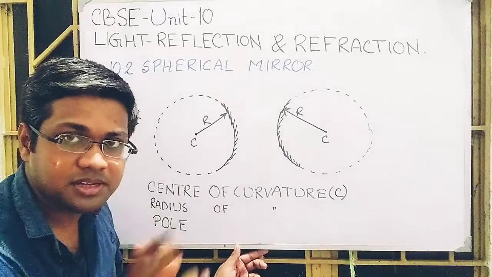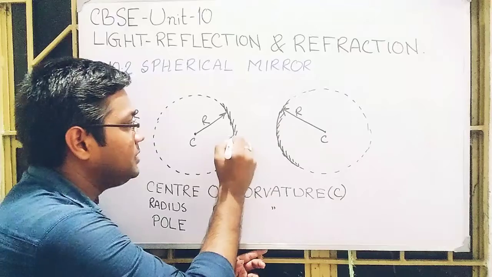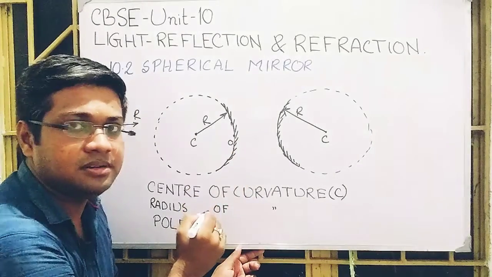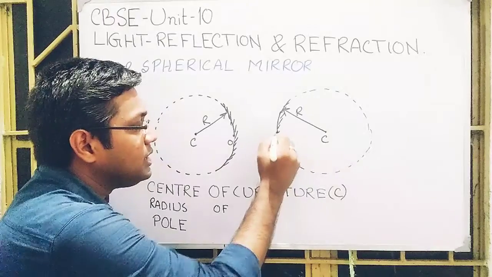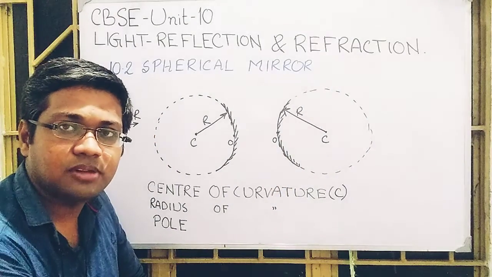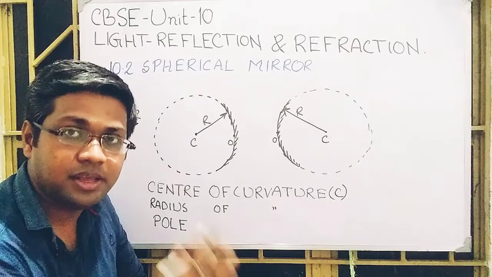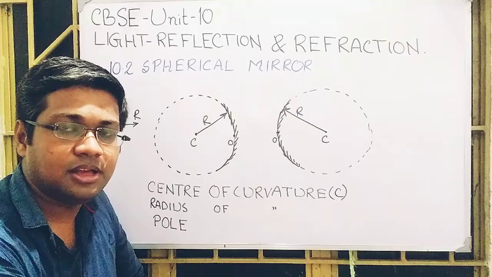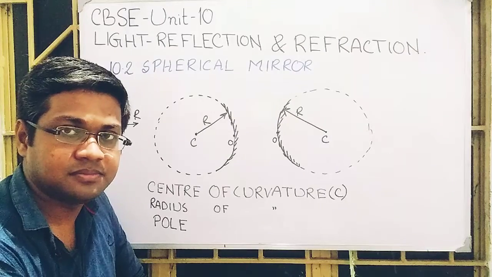If I want to represent it here, then obviously this point is called the pole of the mirror, and this point is called the pole of the mirror. So what is the pole? The midpoint of the spherical reflecting surface of the mirror is called the pole of the mirror.